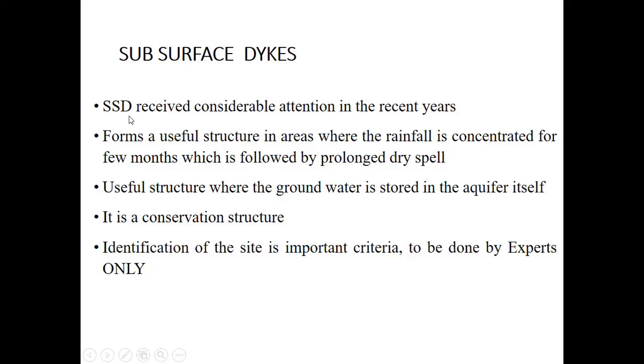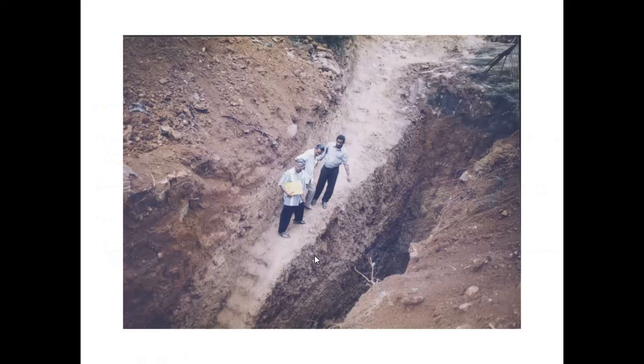These subsurface dikes have received considerable attention in recent years. Nowadays, it forms a useful structure in areas where the rainfall is concentrated in a few months, followed by a prolonged dry spell. It is a useful structure where the groundwater is stored in the aquifer itself, and it is a very good conservation structure. The identification of the site is an important criterion. Here it is a difficult criterion. It should be done by experts only.